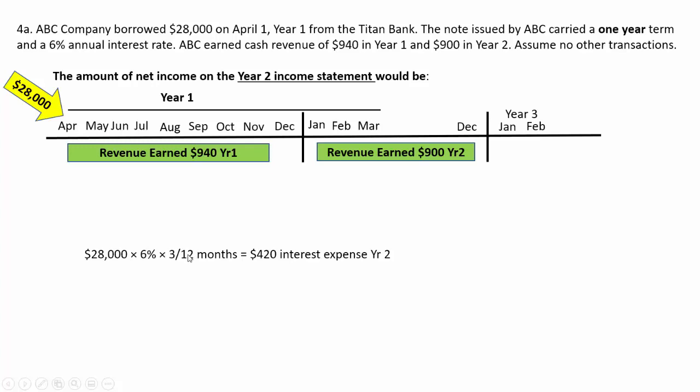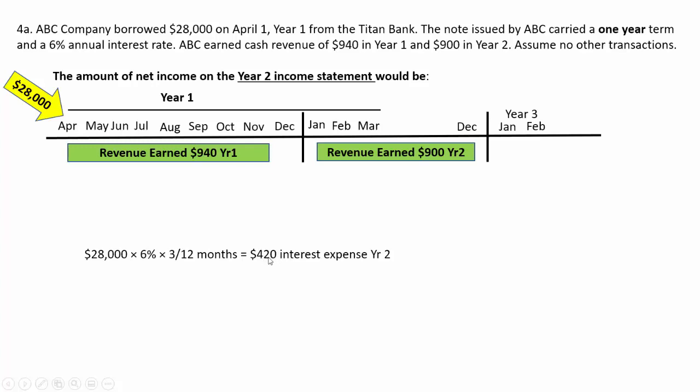And let me show you how we got the 3 months here. This is a 1-year note, okay? Which starts on April the 1st of year 1. It goes from April the 1st all the way to March 31st of year 2. So these 3 months are the only 3 months we're going to have an interest expense in year 2, which is going to amount to a total of, again, $420.